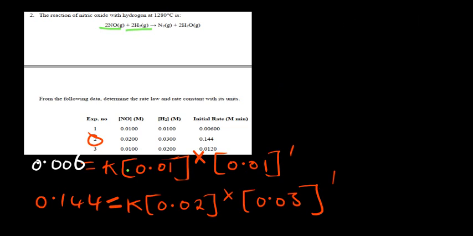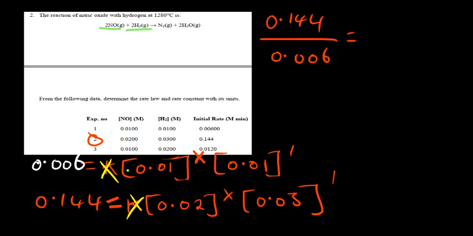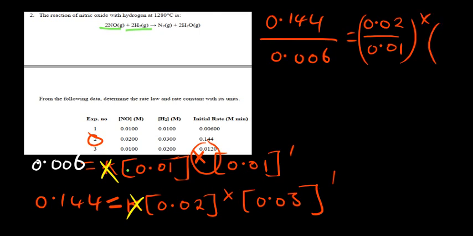You can clearly see that K is common, so you can divide. And then which side do we have bigger values? The one down, right? So we'd be dividing the one on top by this. So we have 0.02 over 0.01, and this is supposed to be raised to the power x, and then multiplied by 0.03 divided by 0.01 to the power 1.